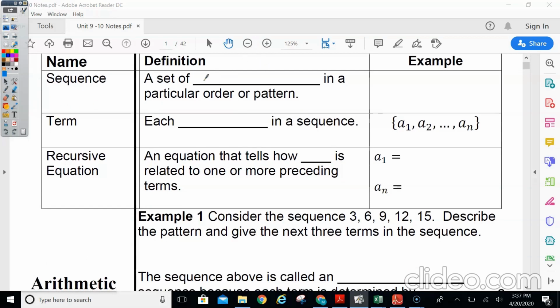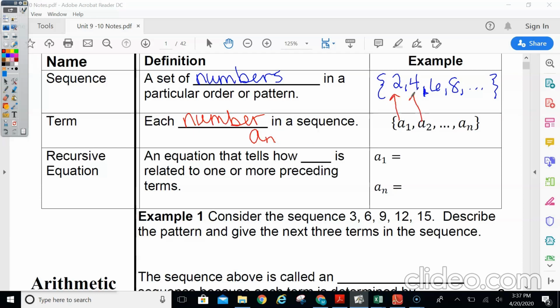Okay, so what is a sequence? A sequence is a set of numbers that display a particular order or pattern. So for example, the set of even numbers would be 2, 4, 6, 8, dot, dot, dot. I mean, there's more than that, but let's just start off with these. A term is each specific number in the sequence, and we denote this as a sub n. So for example, a sub 1 is the first number. A sub 2 would be the second number. And then somewhere down here, a sub n is going to be the nth number in the sequence.